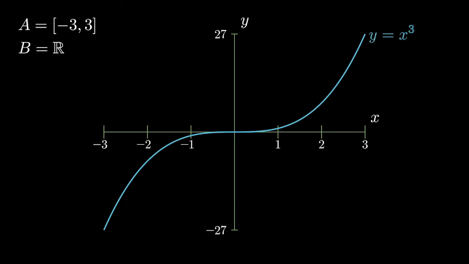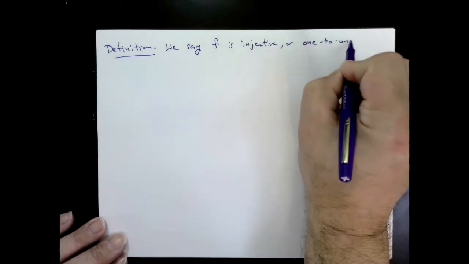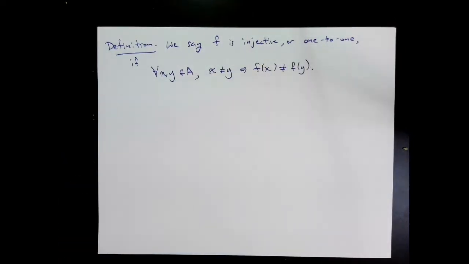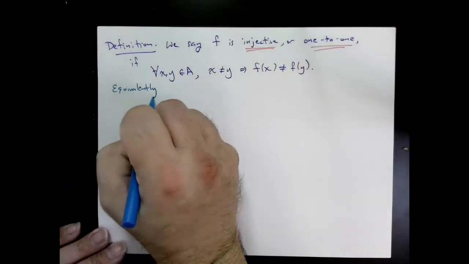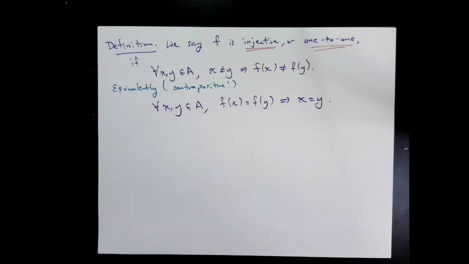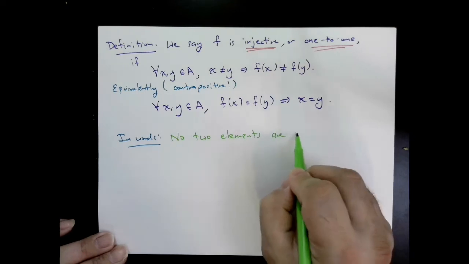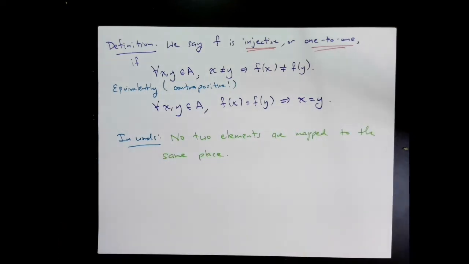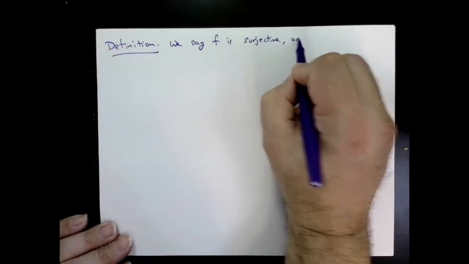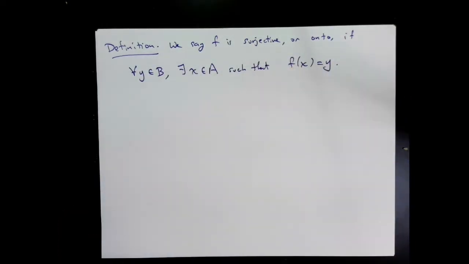Some more definitions. We say that a function is injective or one-to-one if it never sends 2 points to the same place. More precisely, we say, for all x, y in A, if x does not equal y, then f(x) does not equal f(y). Writing this as a contrapositive, we can also say, for all x, y in A, if f(x) = f(y), then x = y. We say that f is surjective, or onto, if every point in B is hit by the function. That is, for any y in B, there is an x in A with f(x) = y.